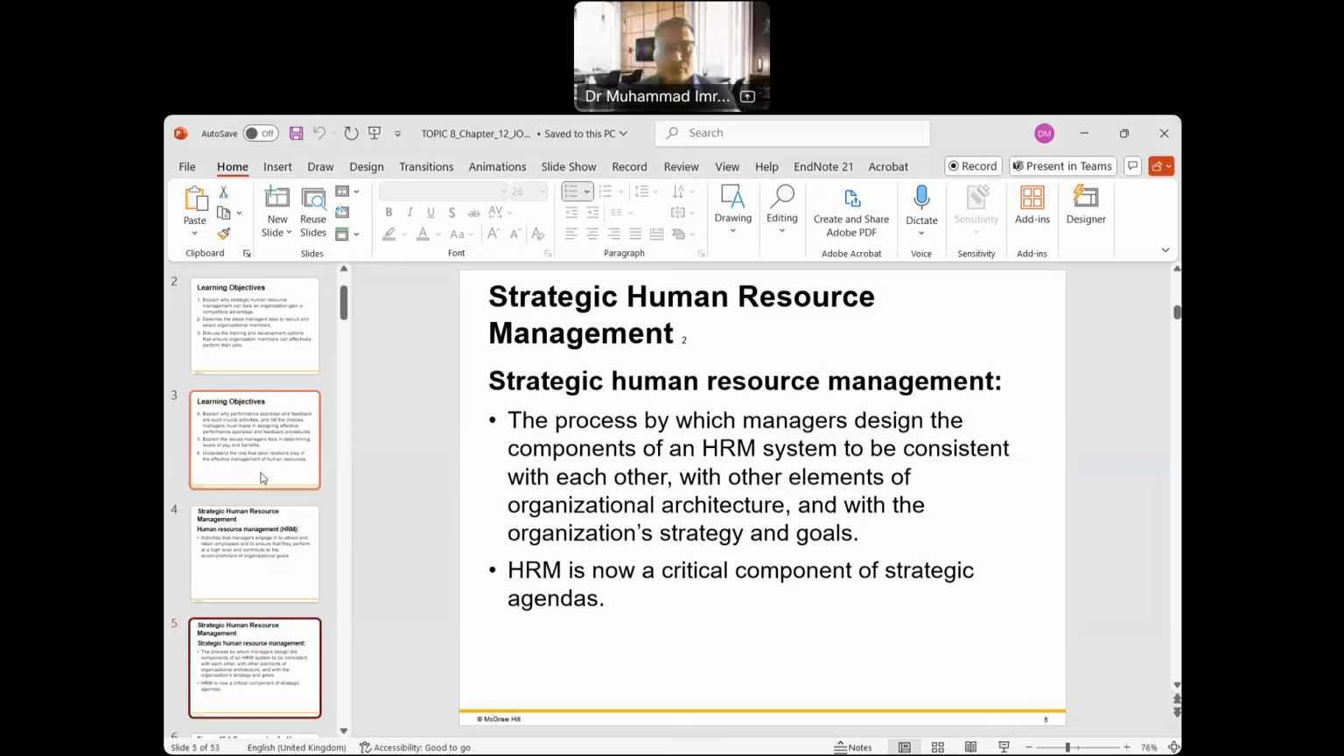Theoretically, here is the detailed definition: the process by which managers design the components of the HRM system. In the next slide, we will discuss the HRM system. The HR system has multiple components, which must be consistent with each other and with other elements of the organization's architecture or structure, and aligned with the organization's strategy and goals. HR is now a critical component of strategic agendas. Our HR planning must be aligned with our strategy.